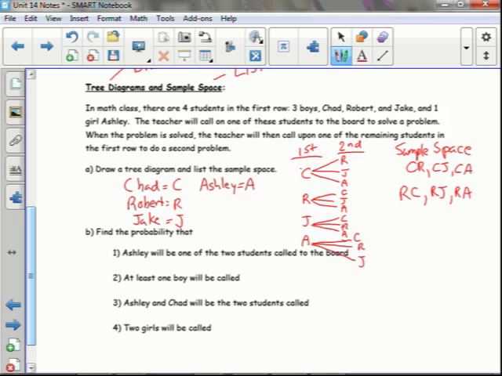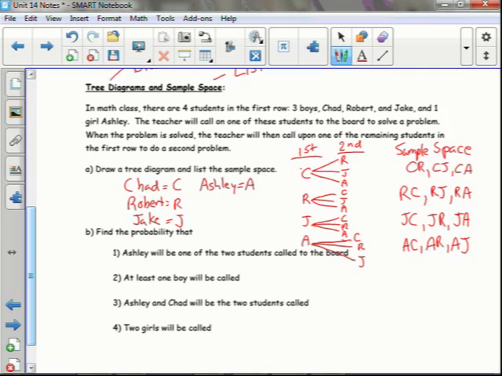Could be Jake and Chad. It could be Jake, J goes to R, Jake and Robert. Could be Jake and Ashley. And then our last bunch on the trees, it could be Ashley and Chad, it could be Ashley and Robert, and it could be Ashley and Jake. Whoops, looks like I put an extra comma there. Okay. So you usually are going to be asked to draw one or the other.